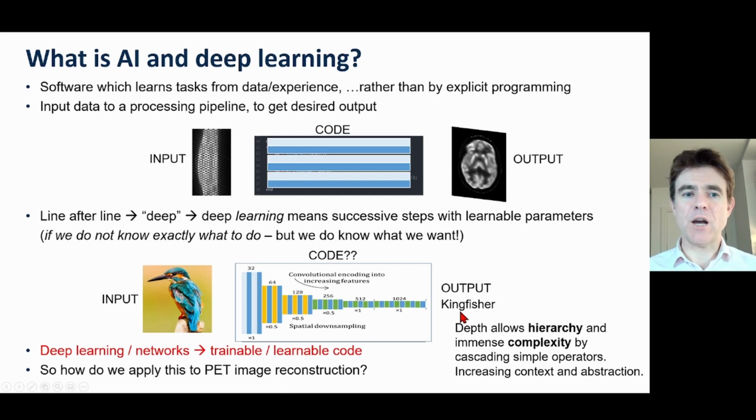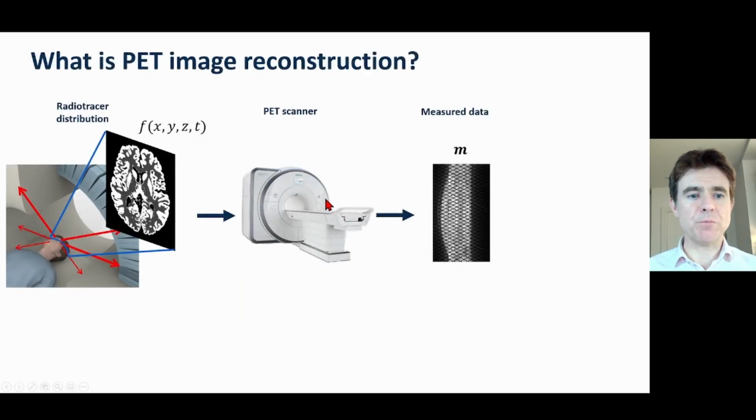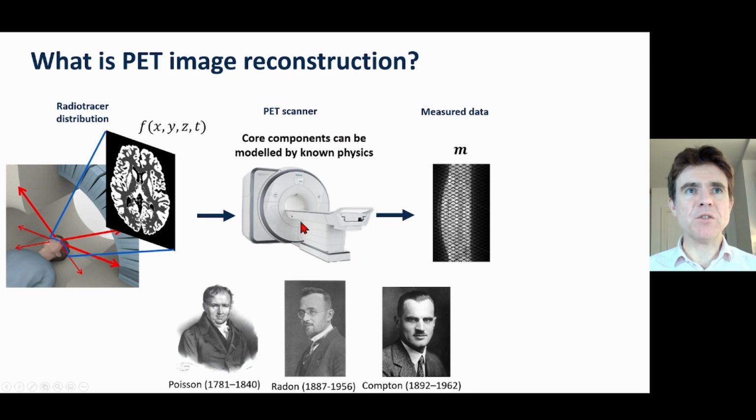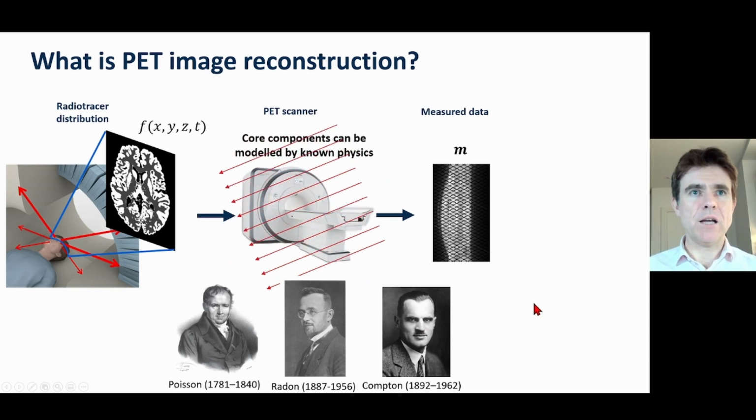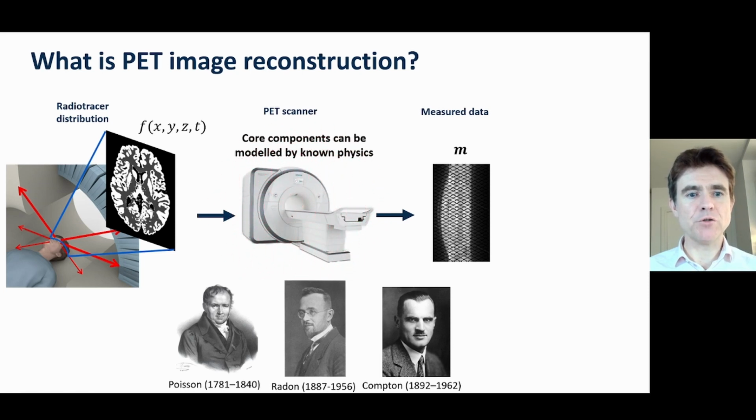Okay, so let's see then how we can apply the power of AI and deep learning to PET image reconstruction. So first of all, what is PET image reconstruction? Well, we've got, for example, a radiotracer distribution inside the brain here, inside a PET scanner, and we get measured data in the form of normally about 1,000 or more sinograms. The PET scanner can be modeled by known physics and statistics: the Poisson noise model, radon transform, Compton scatter, attenuation, and so on. And there I'm depicting the line integrals of the radon transform.